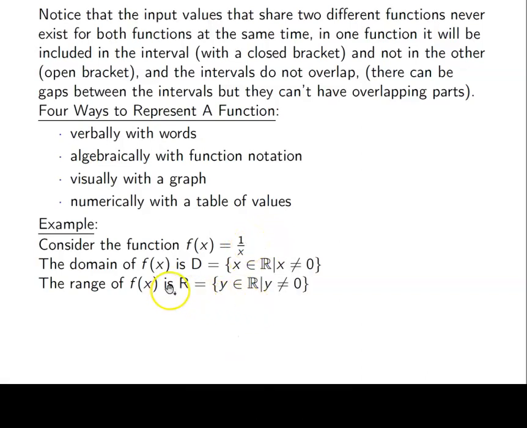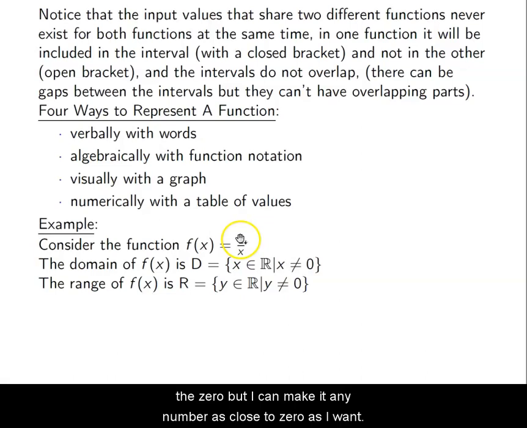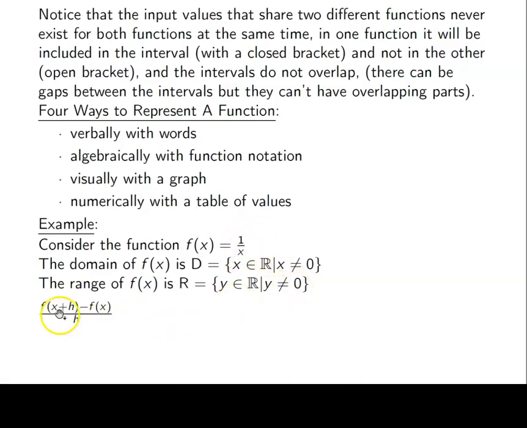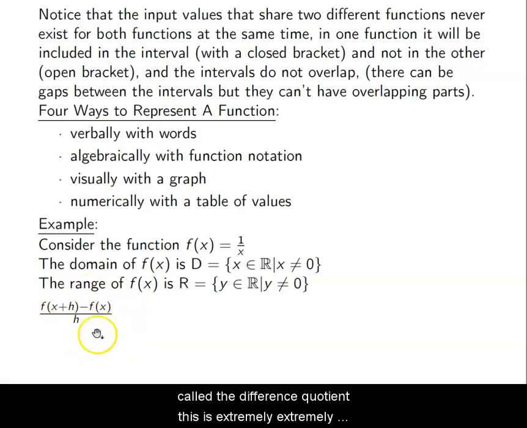So the output set is all real numbers except for 0. There's no way to make this 0, but I can make it any number as close to 0 as I want, right? Here we have a weird function thing. This is actually called the difference quotient. This is extremely important in calculus, okay?